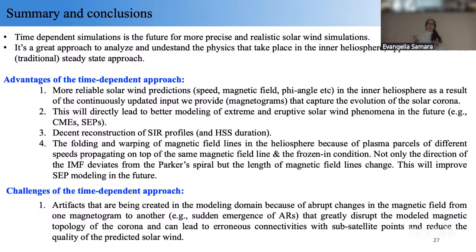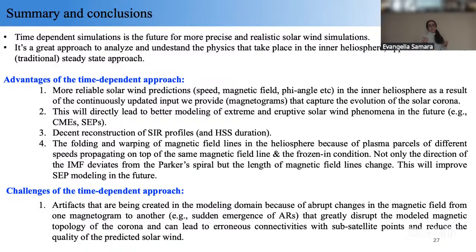And this kind of simulations and improvement of background solar wind, we hope and we really believe, will lead to better modeling of the more extreme solar wind events, like the CMEs and the SEPs. We showed better reconstruction of the SIRs, the stream interaction region profiles, and one of the most significant physical phenomena that we see in this time-dependent modeling approach is really the folding and warping of the magnetic field lines because of the plasma parcels moving in the same magnetic field line and magnetic field lines being frozen into the plasma, so they have to move and follow the movement of the plasma.